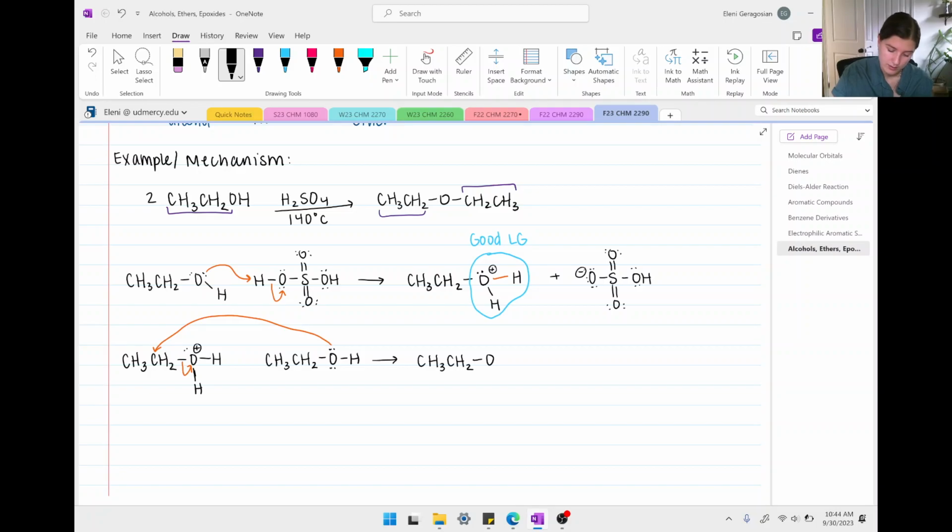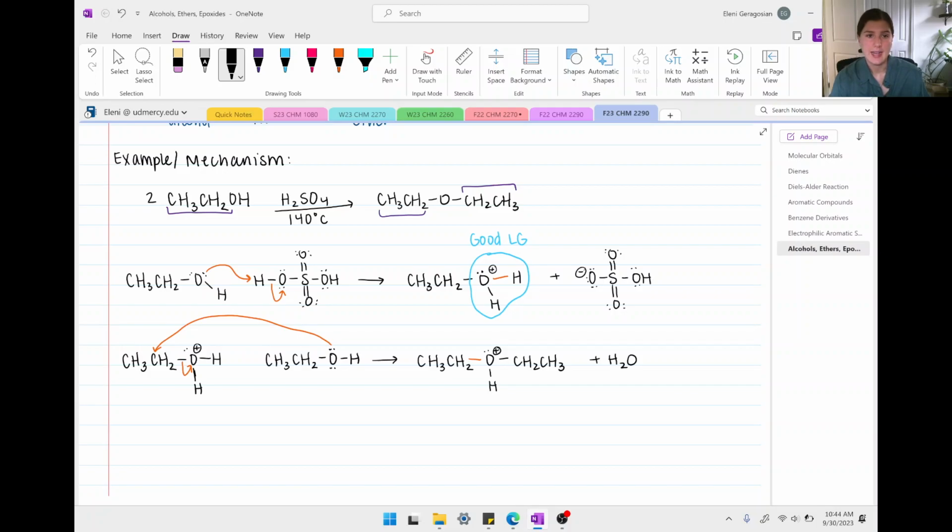So here's our new bond to the neutral alcohol. This oxygen is still bonded to a hydrogen, and then it's bonded to the CH2, CH3 group. Our byproduct in this step is water, H2O. So we have a protonated ether. We're almost at the ether molecule, but we have a protonated ether here.